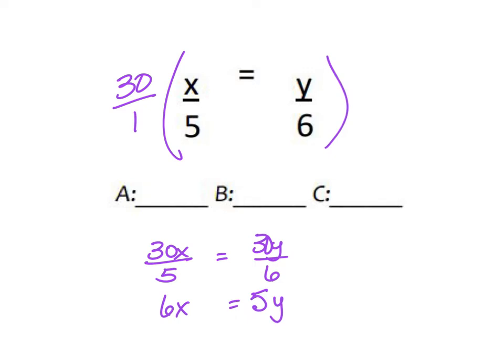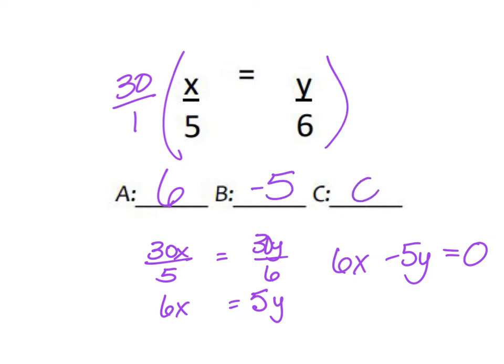I can rewrite this so that I have both variables on the same side. So 6x minus 5y equals 0. So here a is 6, b is -5, and c is 0.